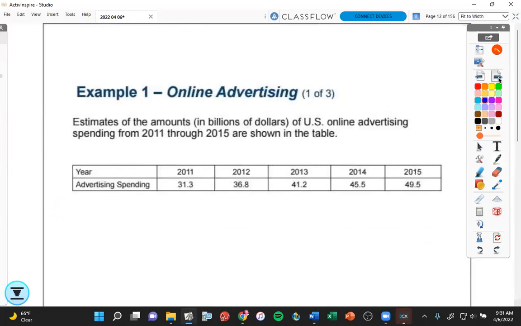Estimate the amounts in billions of dollars of U.S. online advertising spending from 2011 to 2015 are shown in the table. So what's happening to the money spent on advertising and online ads? It's growing. Is it linearly growing? It's safe to assume it's probably exponential.